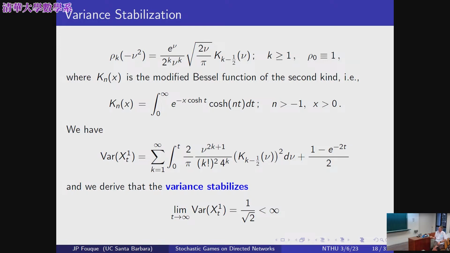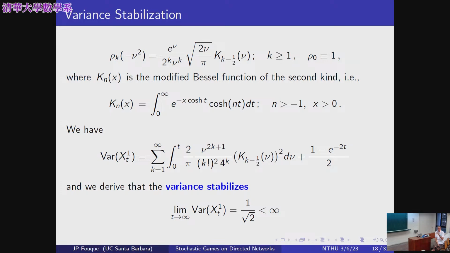But what is nice is that with all this formula, all this work, now I can tell you what the variance is. The variance of one individual in equilibrium, in a Nash equilibrium of this game, is here. And now, remember, we were asking what this variance does as t goes to infinity? I can take t and let it go to infinity, and this is the limit, 1 over square root of 2.